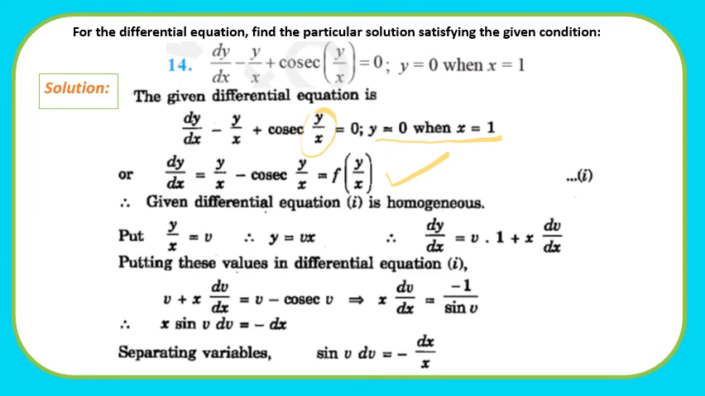Since we have dy upon dx, we put y is equal to vx. So dy upon dx equals to v plus x dv upon dx. So putting these values in equation 1, we get v plus x dv upon dx equals to v minus cosec v, or x dv upon dx equals to minus 1 upon sin v, and separating the variables, we are getting sin v dv equals to minus dx upon x.